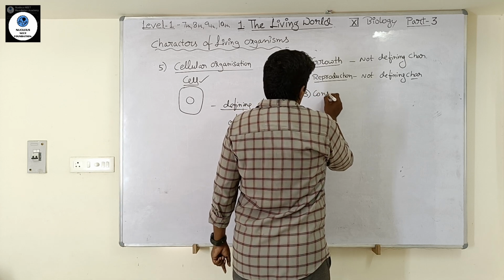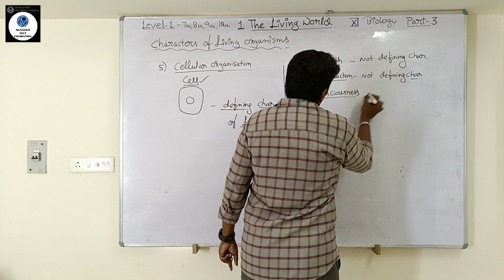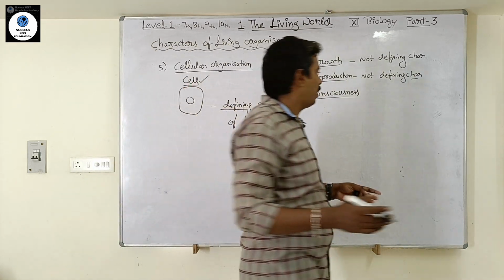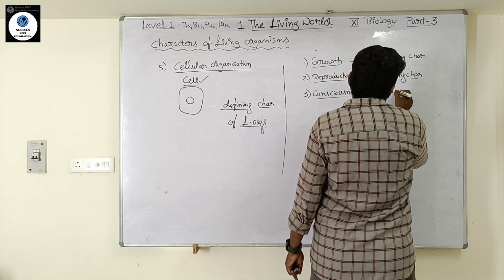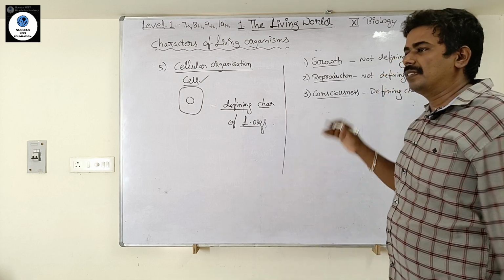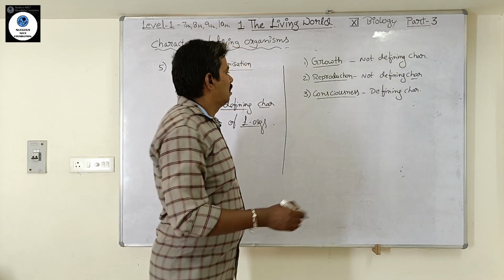Next, the third character we discussed after reproduction, consciousness. Is consciousness seen in non-living things? Non-living things are not conscious. They are not aware of what is happening around them. Okay, so this is a defining character. Consciousness is a defining character of living organisms. It is exhibited only by living things, not by non-living things.